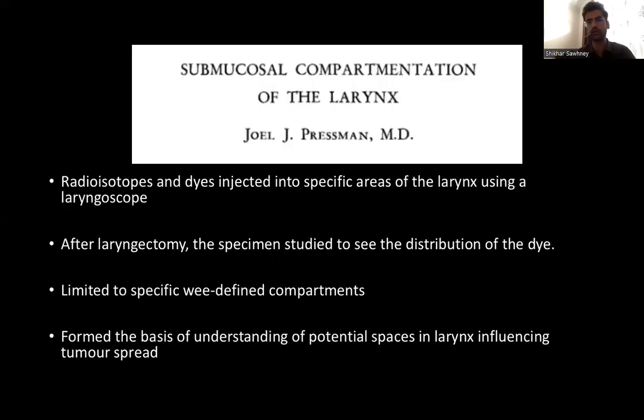Our knowledge of these potential spaces comes from the dye studies that were done by Pressman as early as 1956. He injected dyes into specific areas of the larynx using a laryngoscope, and then they performed the laryngectomy. The specimen was then studied to see the distribution of the dye, and what they saw was that the dye was limited to specific well-defined compartments only. This formed the understanding of different potential spaces in the larynx, which may influence tumor spread.